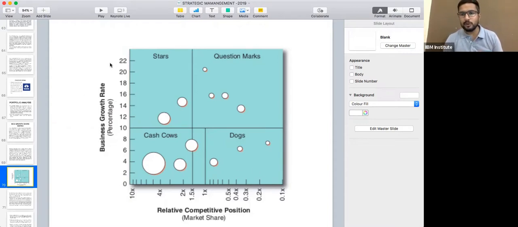Now, business growth means what? We're talking about the sales turnover of the company. It is attractive, but it is limited to a particular locality. But the competitive position is very low, because in comparison with the other competitors in the market, the company may not be that attractive.